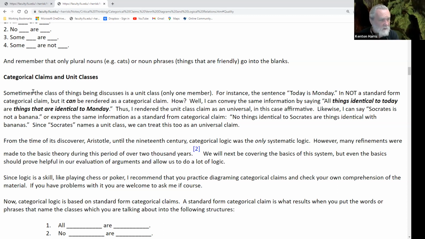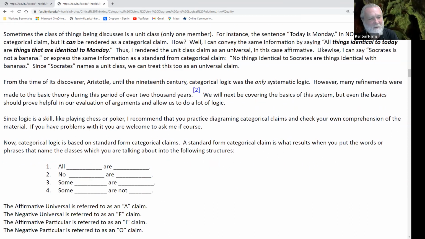If I said Socrates is not a chicken, I mean, he wasn't a chicken in any sense, but I'm going to be literal here. Then I'm saying no thing identical with Socrates is a chicken. Are chickens. There we go. I'd have to mark myself wrong on that one, so I'll do better this time. No things identical with Socrates are chickens. There we go. Then we have a standard form categorical claim. It's a negative universal because I'm denying that Socrates is a member of the class of chickens. Strikes me as a little funny, but all right.